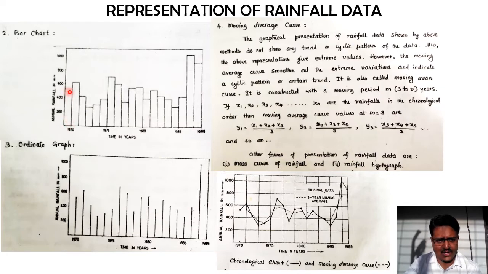Here, 1 bar is equal to 1 year width. So again you can check out the same values, just instead of these points it has been represented in terms of bars. That's why we call it a bar chart. Now similarly, the third one we have is the ordinate chart.